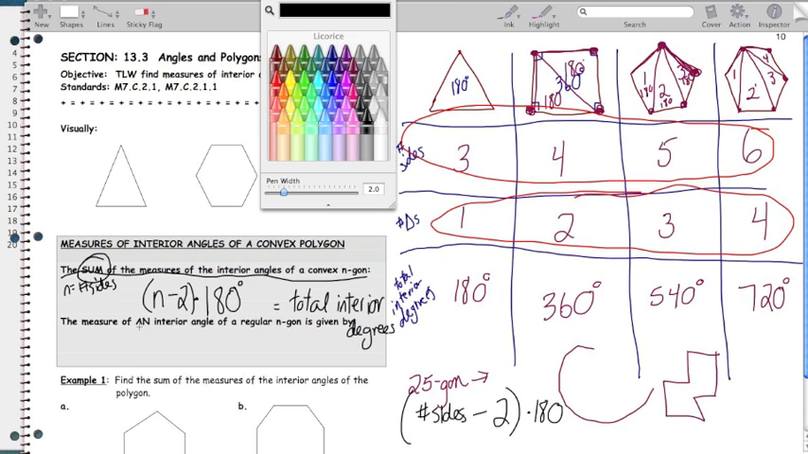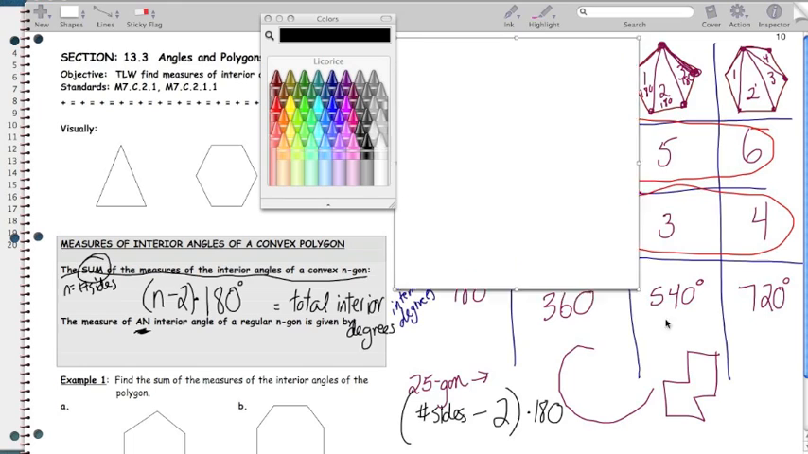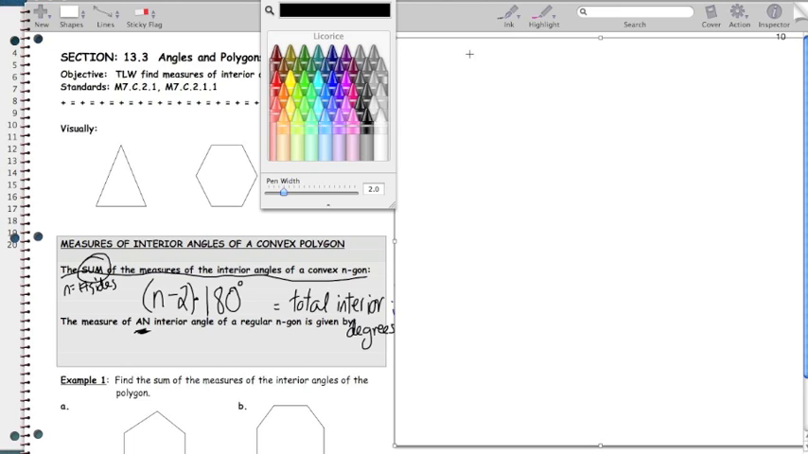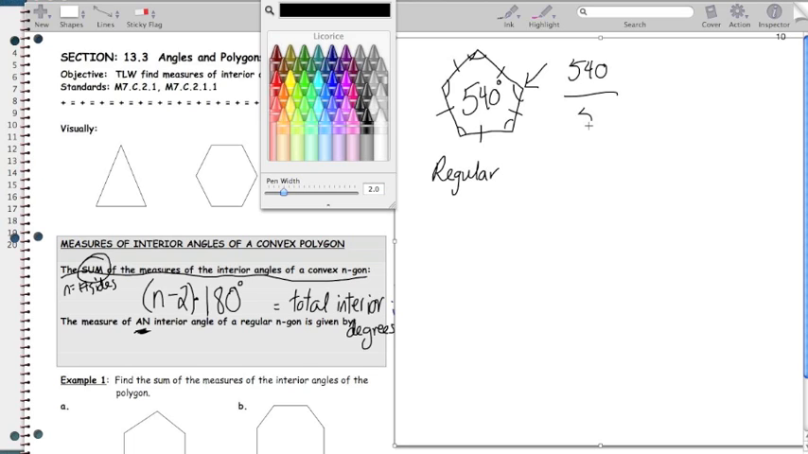The measure of an interior angle. If I just want one angle, I know there's 540 degrees in all of that. Let me cover all of this. We're going to kind of clear our slate for the moment. If I have a regular pentagon, if it's regular, that means all of my sides are the same, all of my angles are the same. If I have a regular pentagon, now we just did it and I found out there's 540 degrees total on the inside. If I want to know just one of them, and they're all the same, all I have to do is take that answer and divide by 5.